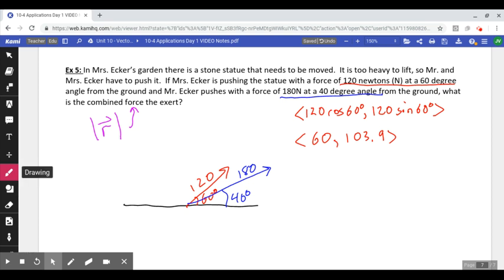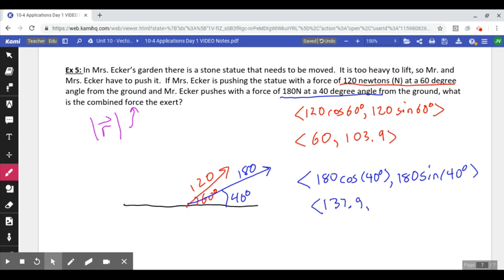Let's try Mr. Ecker's now. So Mr. Ecker's is going to be in blue here. That's going to be 180 for the magnitude times the cosine of 40 degrees for the x. And then we'll do 180 times the sine of 40 degrees. Same thing we did before, different numbers. If you type these in your calculator, you'll get about 137.9, and then you'll get 115.7.